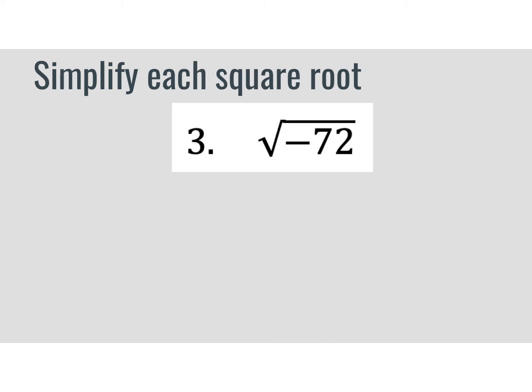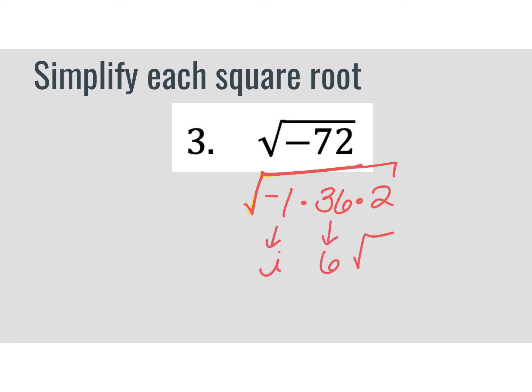Let's do the square root of negative 72. So again, thinking about, well, what perfect squares go into this? That would be, let's see, I have negative 1 times 36 times 2. The square root of negative 1 would be i. Square root of 36 would be 6. And again, root 2 is irrational, so best written as 6i root 2.